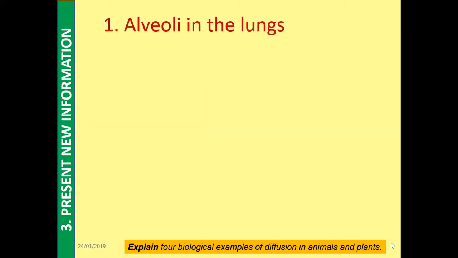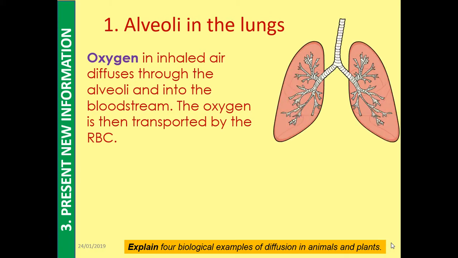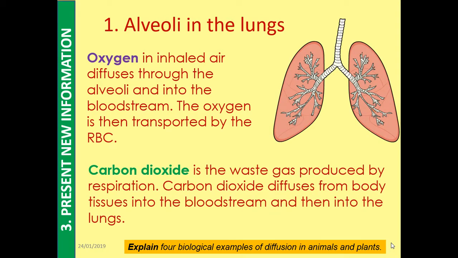Alveoli in the lungs. So these are the tiny air sacs in the lungs that give us the large surface area to the lungs. And when we breathe in, we take in lots of oxygen, and it's the oxygen that diffuses across the alveoli into the bloodstream. And that's because the blood that arrives at the lungs is deoxygenated. It's used up all of the oxygen, so it's low in oxygen. So there's a higher concentration of oxygen inside the alveoli moving across to the blood.